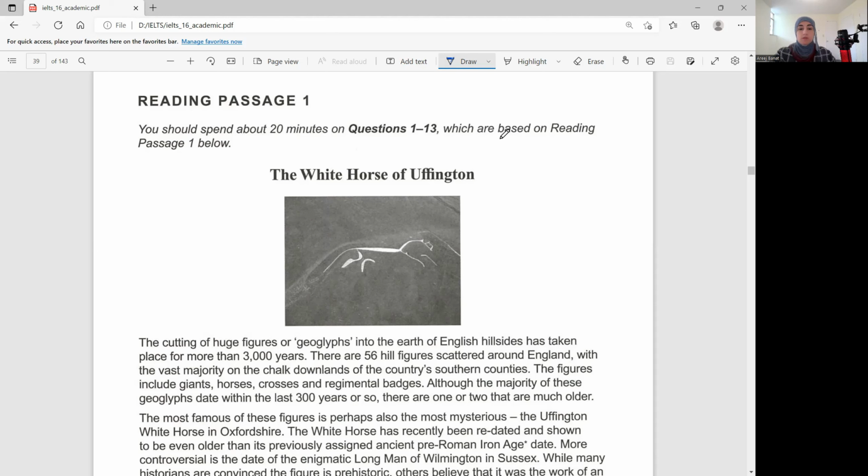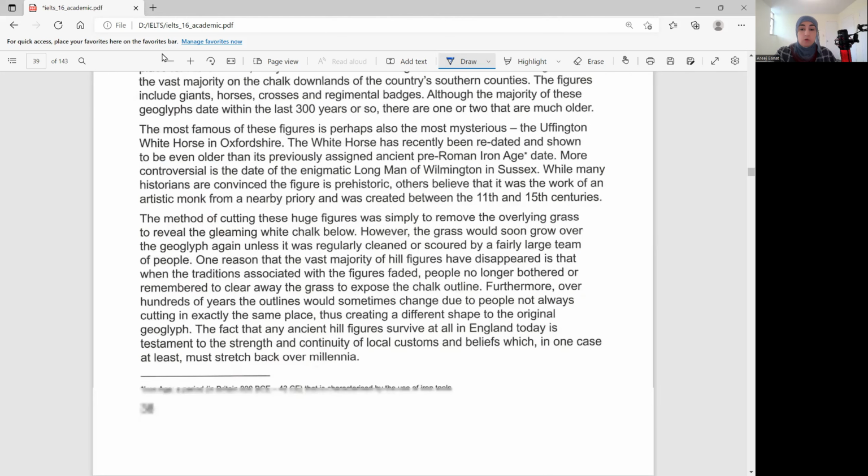So I just read the title, The White Horse of Uffington. I look at any pictures if there are available. It looks like a horse here. It could be a picture taken by a drone or something from a distance. I just got a general idea. I immediately go to the questions.